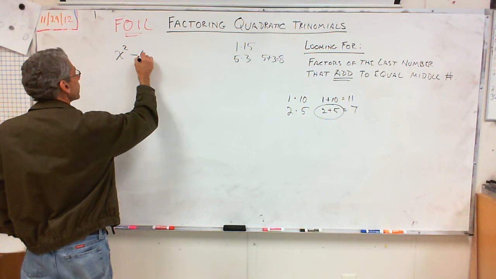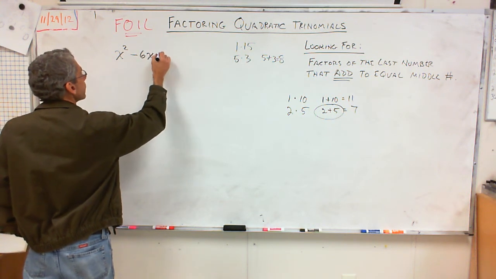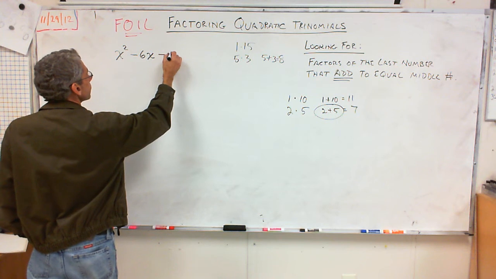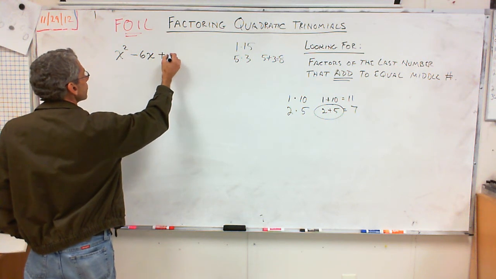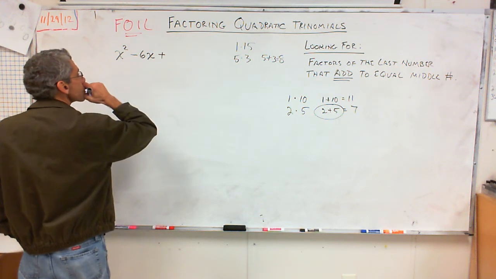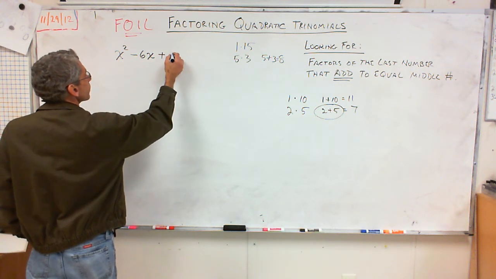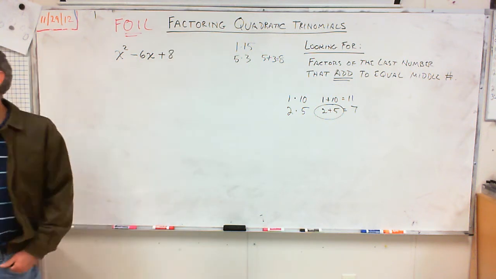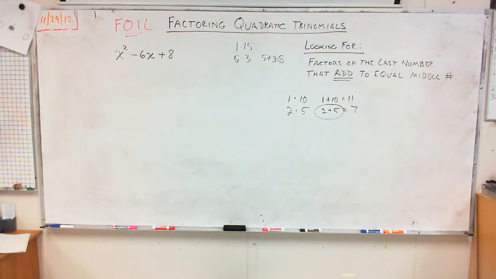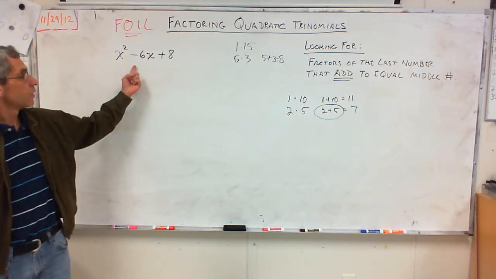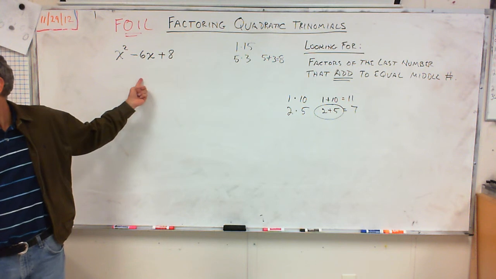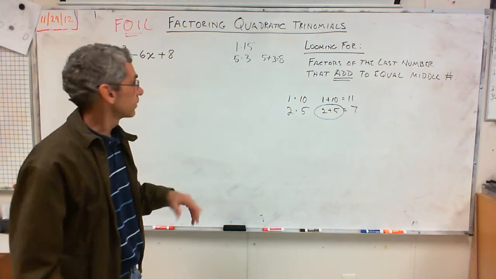X squared minus 6x, or excuse me, plus, what did I just do? I forgot what I did. 8. Hopefully that's right. Okay. Now, look, doggone it, there's a negative sign. It's negative 6 in the middle now, right? So I've got to think of something here.